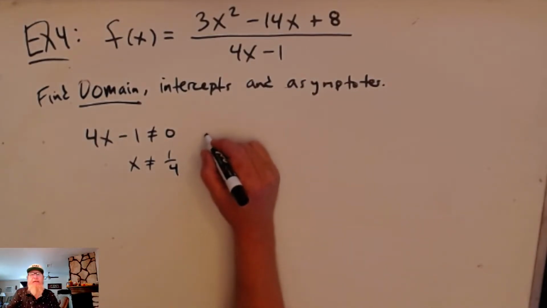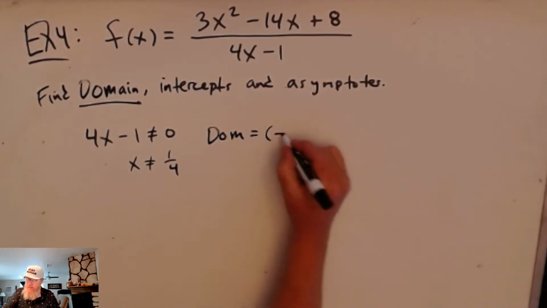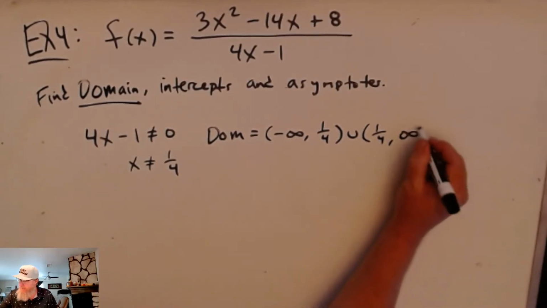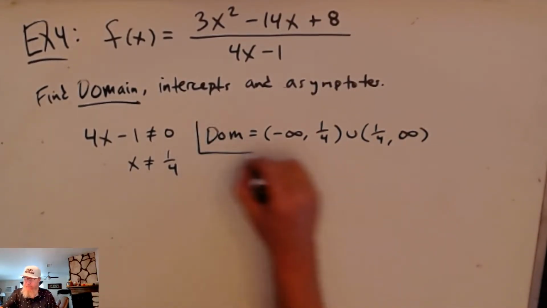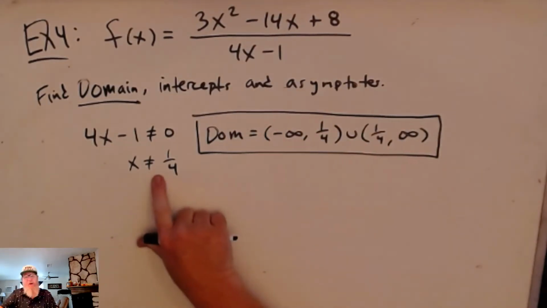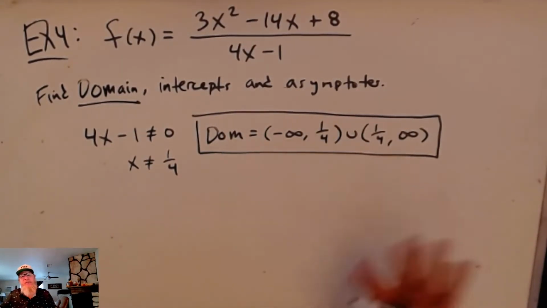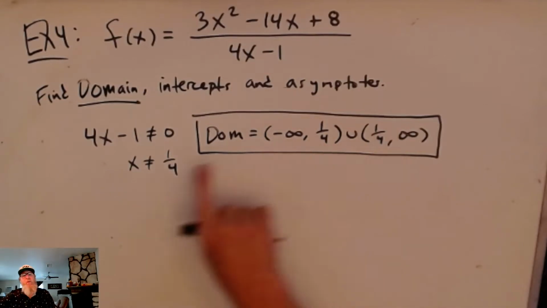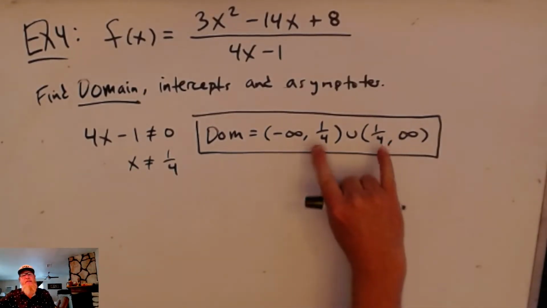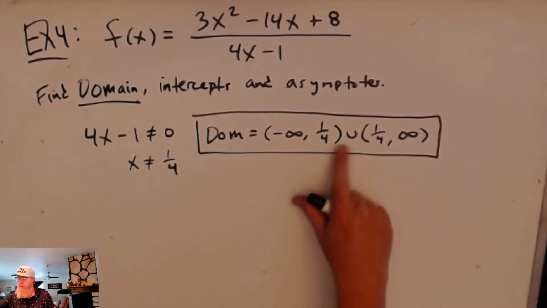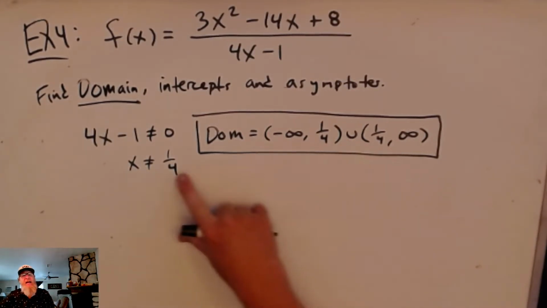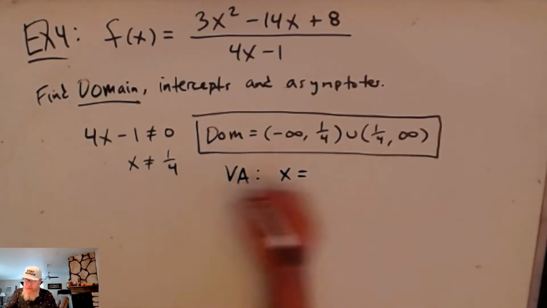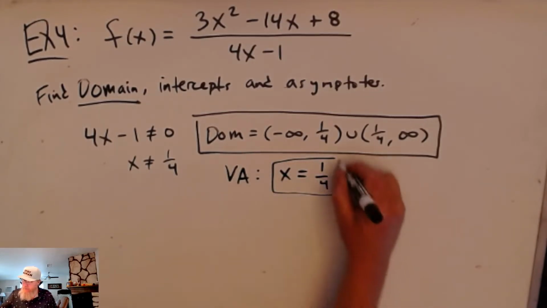So the domain, say dom, -infinity to 1/4, union 1/4 to infinity. It only has one union because there's only one exclusion. If there's 2 exclusions, then you get 2 unions. The number of disjoint sets is one more than the number of exclusions. So there are 2 disjoint sets because there's one excluded number. Remember, excluded numbers use open parentheses because it's not touching that number. You also get the VA for free. Just tell me it's equal to that number. X is equal to 1/4.